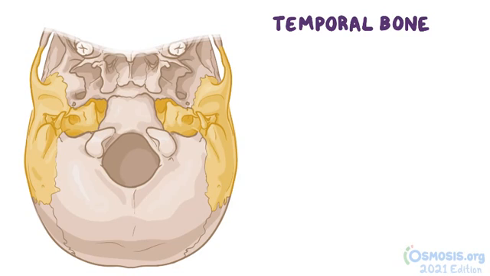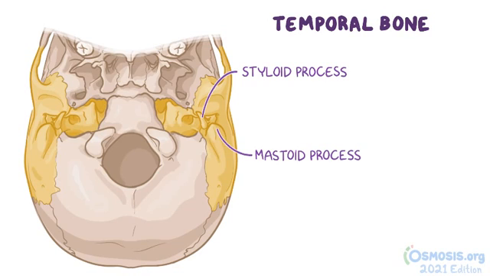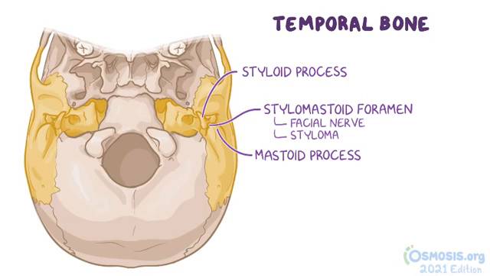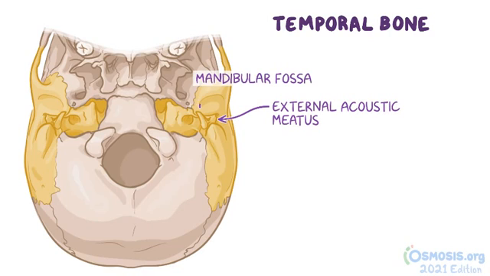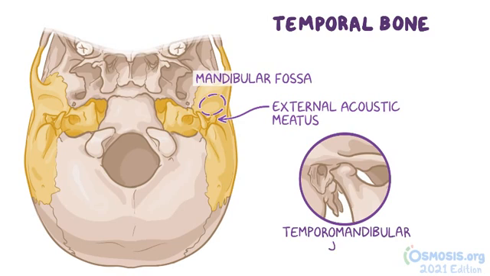Lateral to the jugular foramen is the styloid process and the mastoid process. Between the styloid and the mastoid processes, there's the stylomastoid foramen, through which the facial nerve and stylomastoid artery pass. Finally, anterior to the mastoid process is the external acoustic meatus, and anterior to that is the mandibular fossa, which articulates with the mandibular condyles to form the temporomandibular joint.